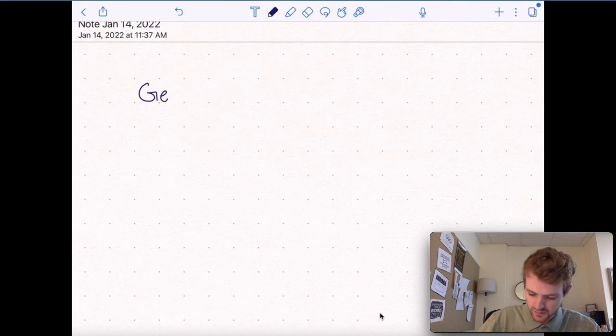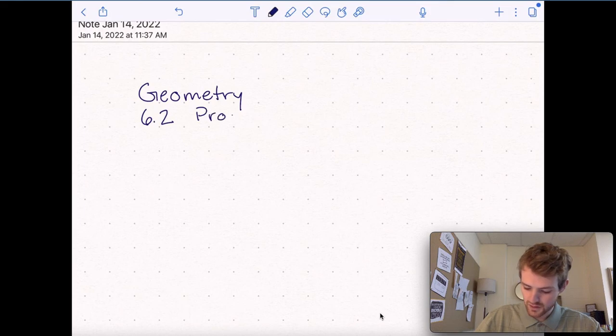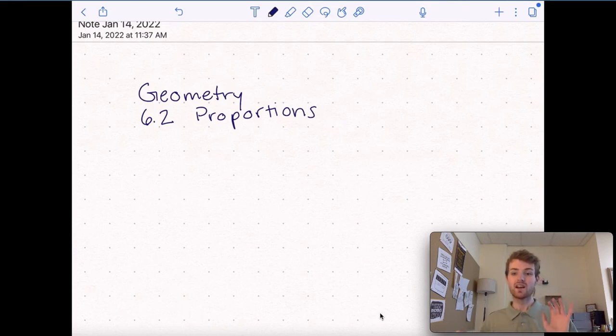This is going to be our geometry notes for 6.2. Today we're going to be talking about proportions. Most of you have probably already seen proportions before, so this will most likely be a review. And then we'll add in a couple little geometry elements to this.